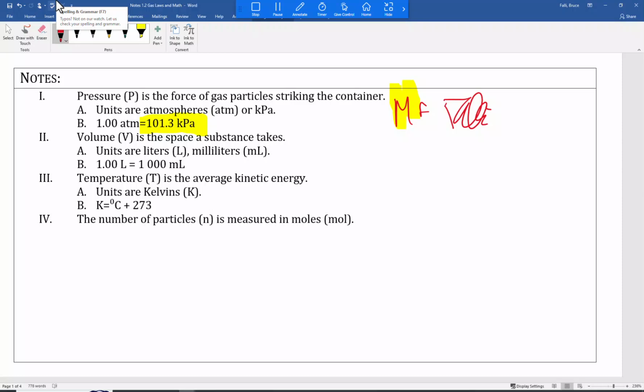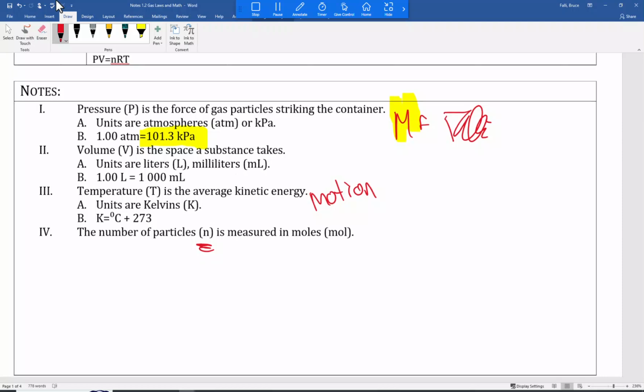Now, average kinetic energy, remember, is the energy of motion. Remember how we promised bonus points to the kids that moved the fastest and they disappointed us all, right? That motion is what temperature is. That's how fast the particles move. The number of particles is N, and that's measured in moles.